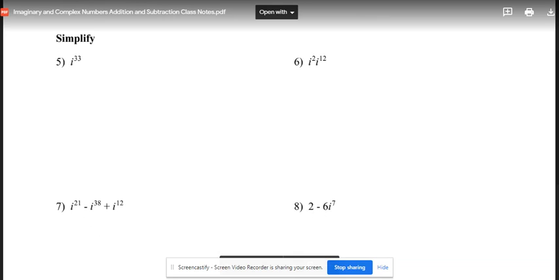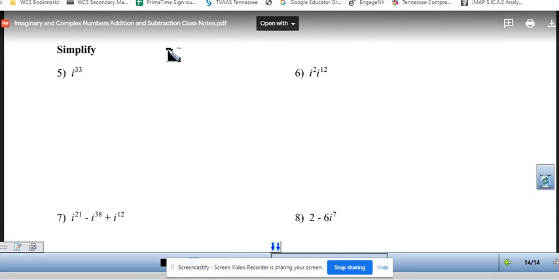All right, these last 4 problems all have i raised to a power. One of the things you need to know is that there are 4 values of i, and there's only 4 values of i. So I'm going to write these down. The 4 values are i, -1, -i, and 1.